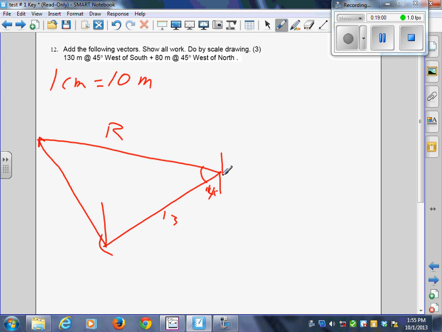The correct answer is 152 meters at west, 14 south. Okay? Approximately.